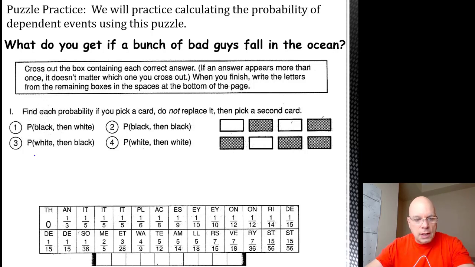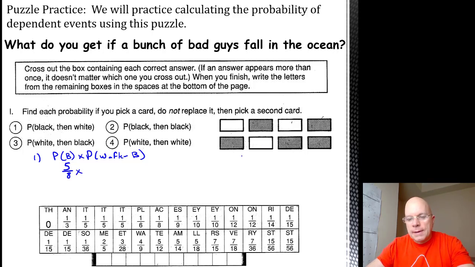But in any case, problem 1, the probability of black then white is equal to the probability of black multiplied by the probability of white after black. And so the probability of pulling a black card, there are 1, 2, 3, 4, 5 of the 8 cards are black. And when you go to calculate the probability of white after black, I don't see any way to avoid this. I'm going to show you, how do I do this?